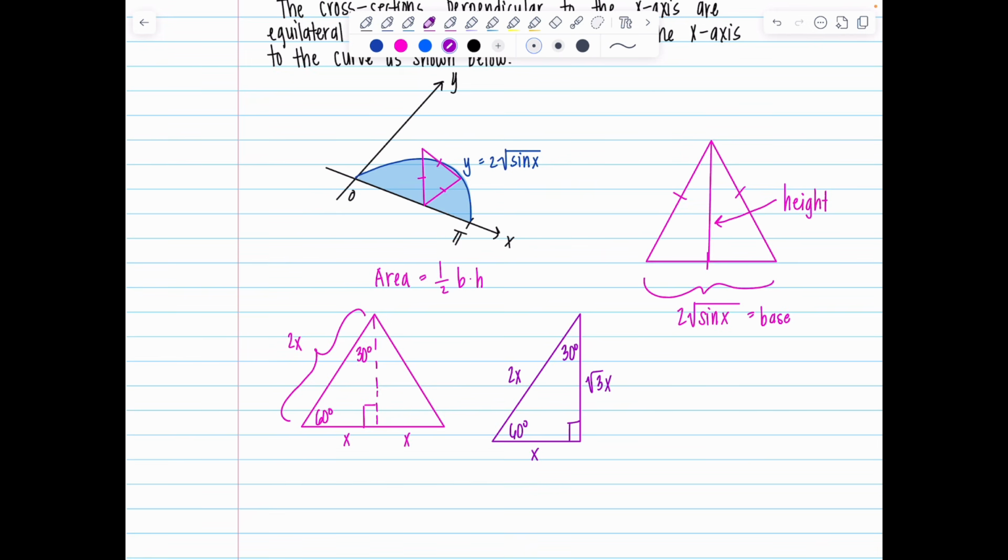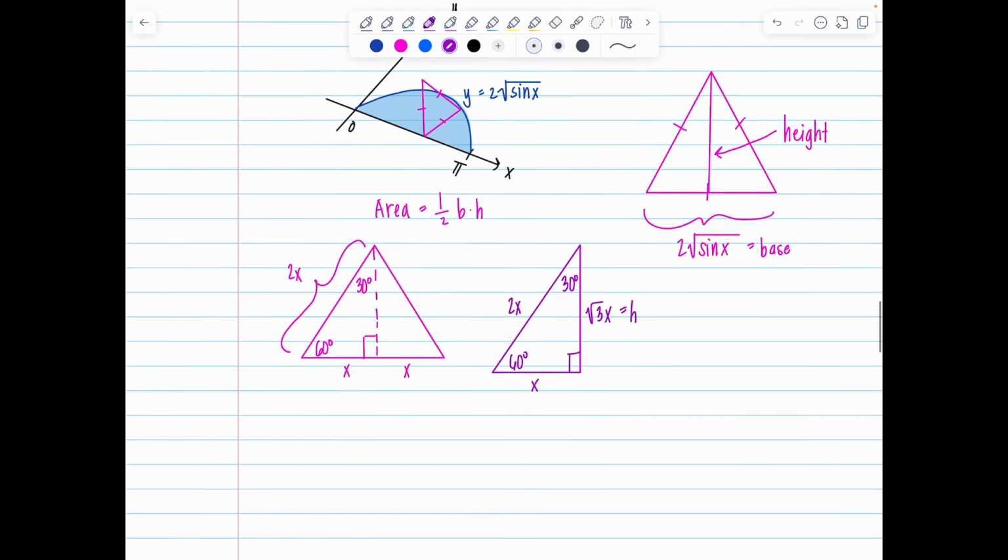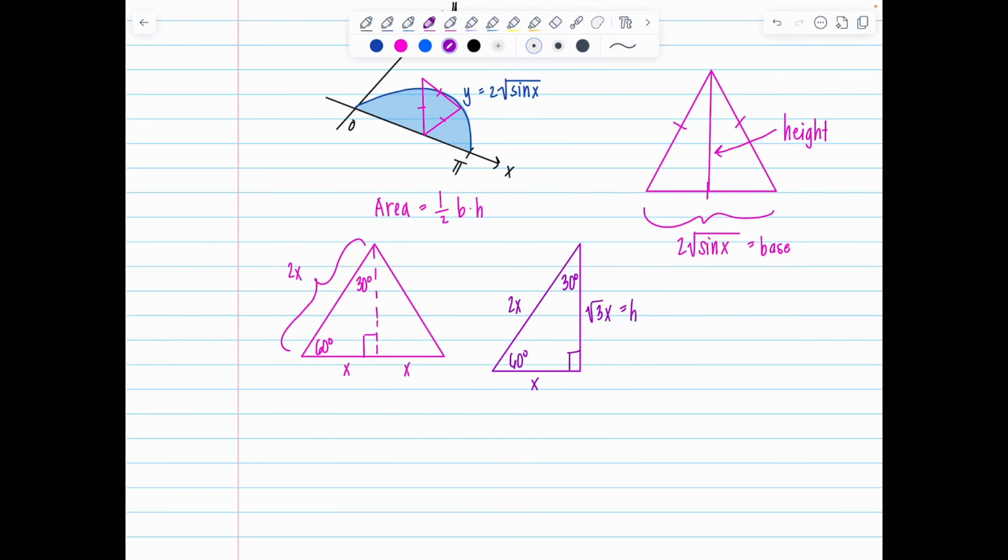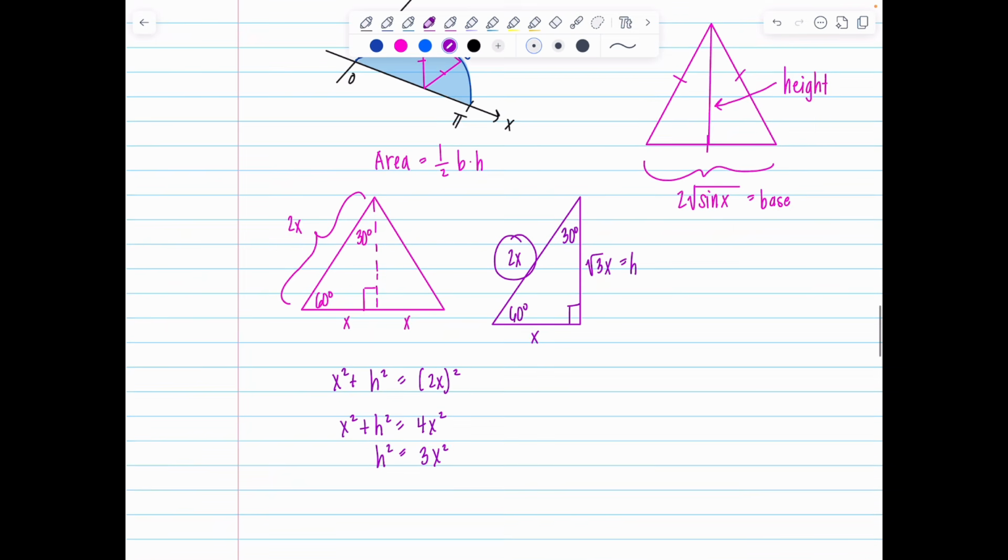If you didn't remember that, have no fear. Like I said, it's a right triangle. So you could do x squared plus h squared equals 2x squared, the hypotenuse squared. That's a squared plus b squared equals c squared. So then this is x squared plus h squared equals 4x squared. We're solving for h. So h squared is 3x squared. And then take the square root of both sides. h is radical 3 x. Oh, okay.